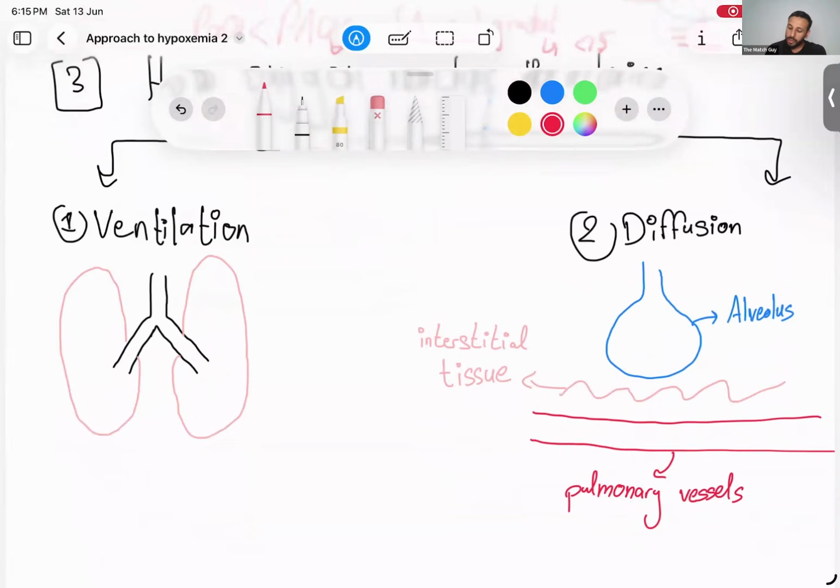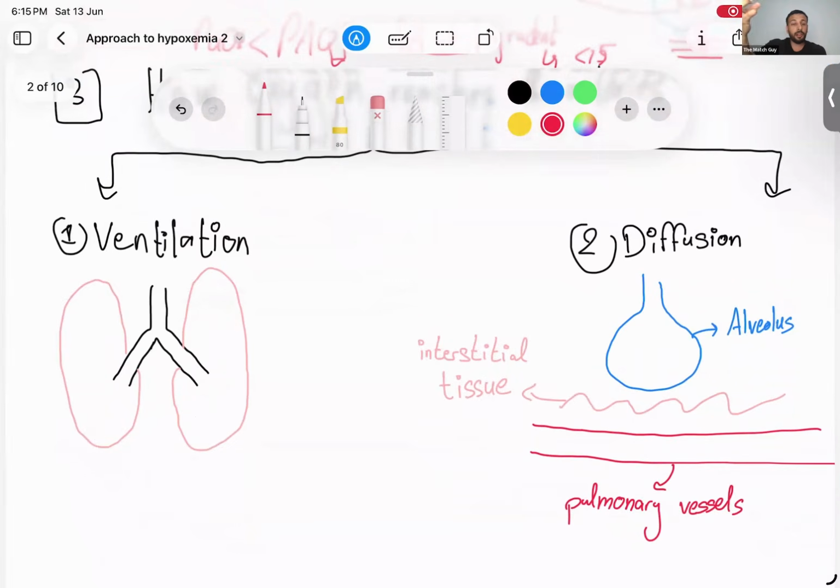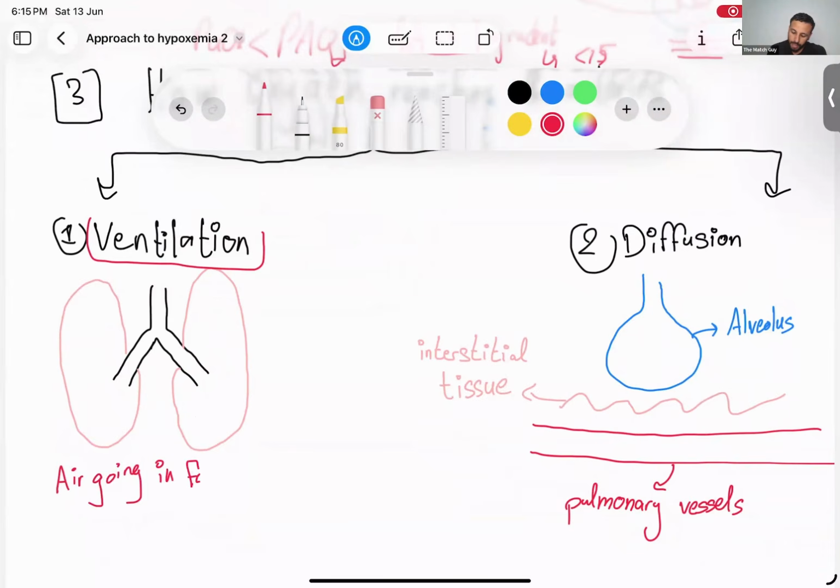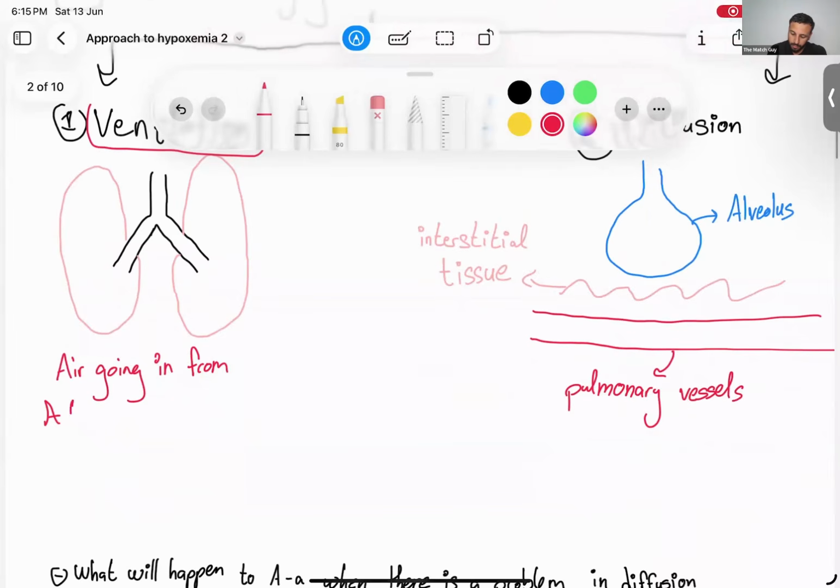So the first process is the transfer of air from the atmosphere to the alveolus. This process is called ventilation. So what is ventilation? Air going in from the atmosphere to the alveolus. Okay, and this process is called ventilation.